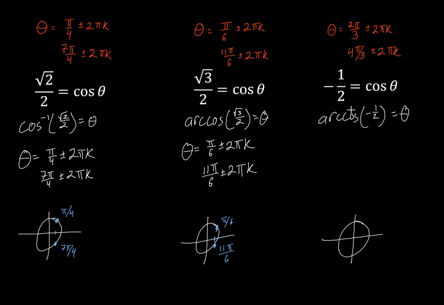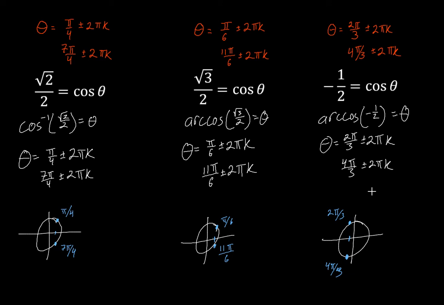So now when does cosine of theta equal -1/2? Well, cosine is the x value. That happens up here and down here, at 2 pi over 3 and at 4 pi over 3. So I take my theta, here is my first angle, 2 pi over 3, add and subtract my period as many times, 4 pi over 3, add and subtract my period as many times.